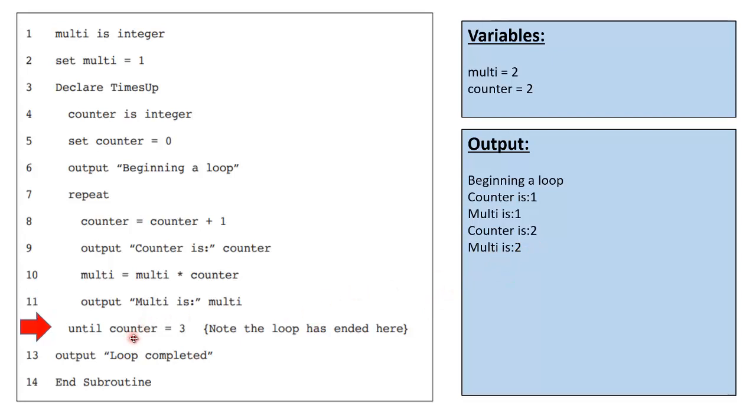Checking whether or not the counter is at 3, which it isn't, so we go back up to here, counter becomes counter plus 1, so counter has now gone up to 3, and we output that line again. We do the multiply again and figure out that multi is now 6, and we output that to the screen. Multi is 6. Until counter is equal to 3, well counter is now equal to 3, so we note that the loop has ended here. So we output to the screen, Loop completed, with a capital L and a lowercase c, and that's the end of the program.